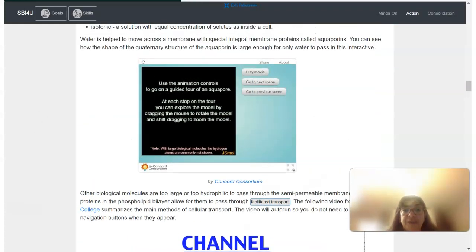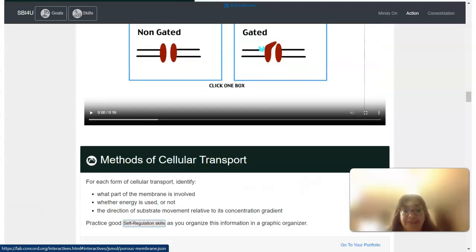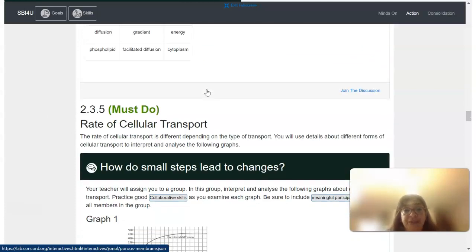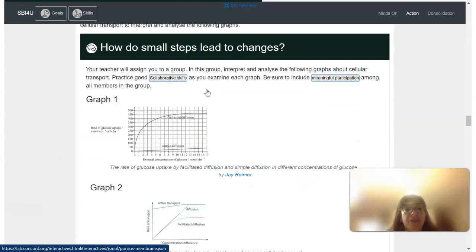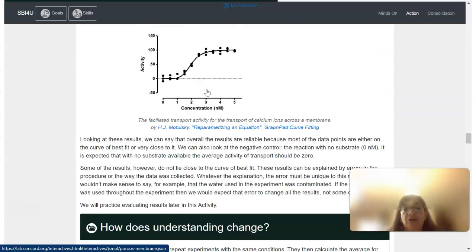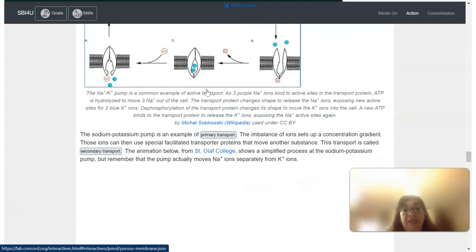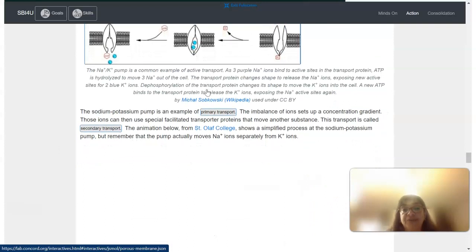So in this Concord Consortium animation, play the movie and leave it till the end. It will show you an actual model of the cell membrane. And then you can drag and zoom in and see more details in the model itself. Passive and active transport and the difference between them. And then finally, the rate of transport and how this helps maintaining homeostasis.